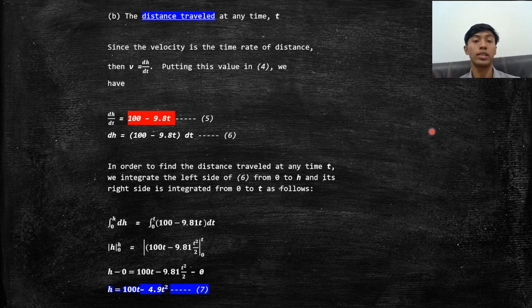The second question is the distance traveled at any time. We know velocity is the time rate of the distance. v equal to dh over dt, like v equal to ds over dt, but in this situation we use v equal to dh over dt. So dh over dt equal to the equation before, v equal to 100 minus 9.8t. So we move dt to the right side. Then we integrate it, and we will get h equal to 100t minus 4.9t squared. So this is the answer for question B.